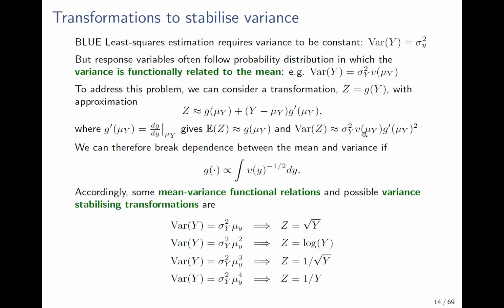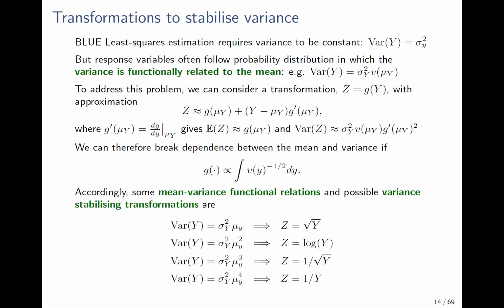Sigma squared y, v of mu y, and then this term here, the derivative at the point mu y squared. And what we want to do is get these two terms to cancel out. That's the idea. So in other words, we can break the dependence between the mean and the variance if we choose our transformation so that its derivative is directly proportional to v to the power minus 1/2.